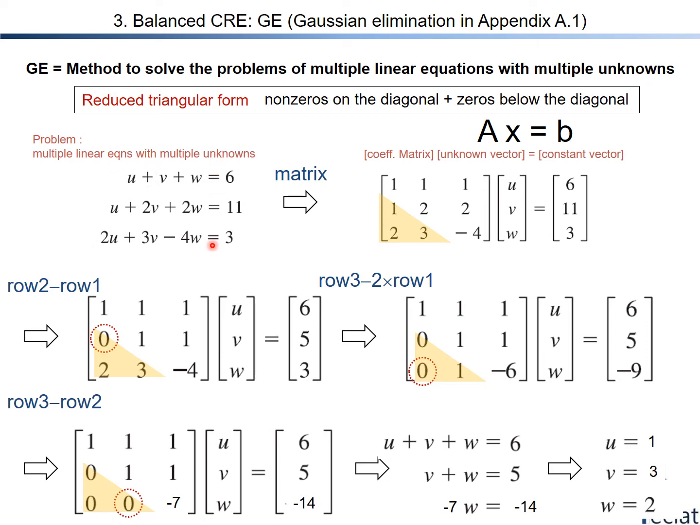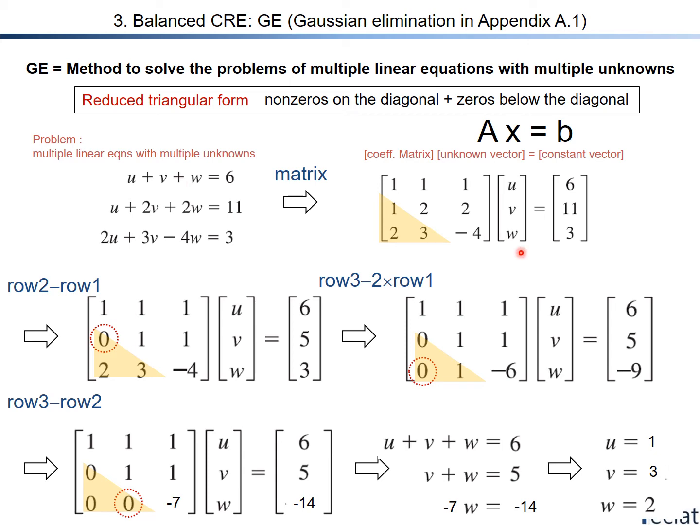So here is one single example of multiple linear equations: 3 equations with 3 unknowns. Then how can we solve this problem more systematically? As the first step, make the matrix. So you have 3 unknowns.